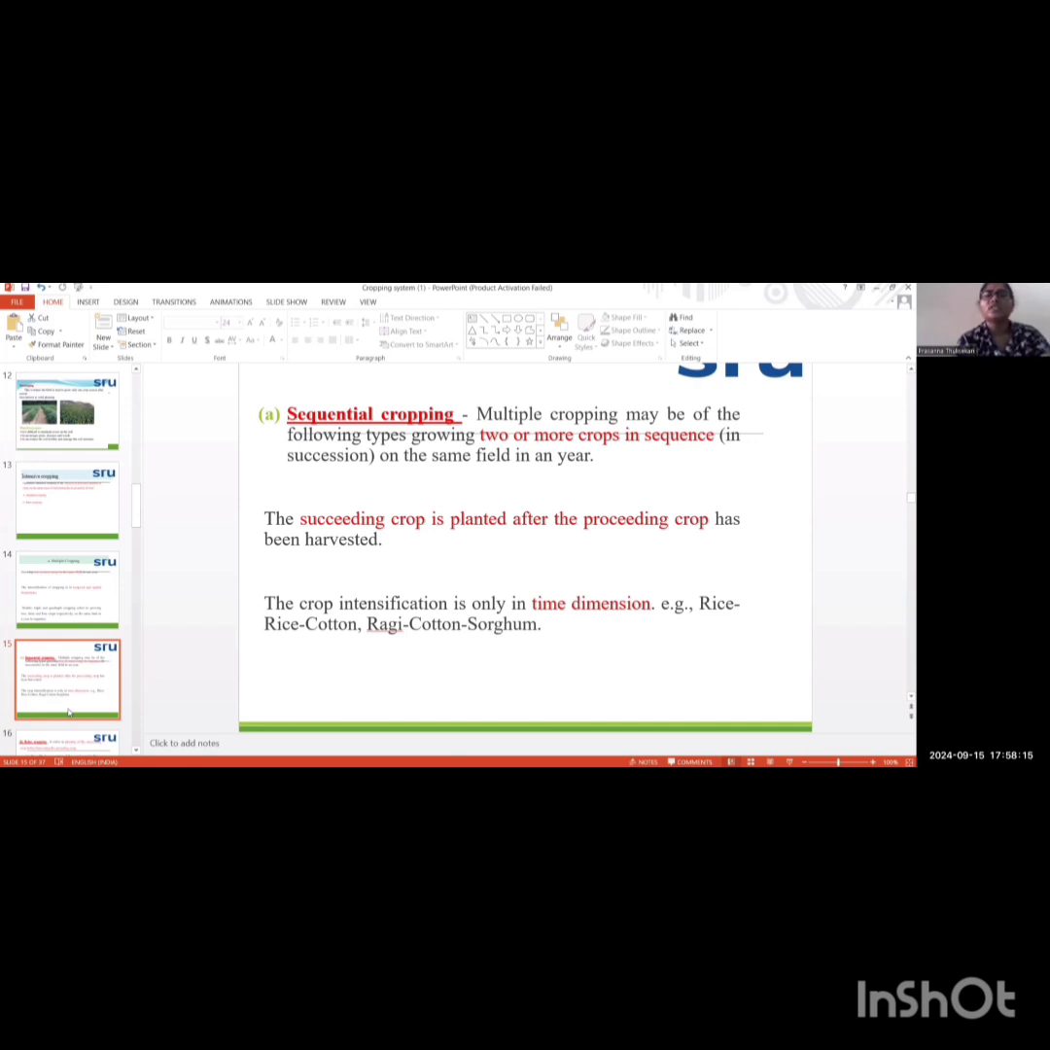And crop intensification is only in the time dimension. So in sequential cropping, time is the only dimension; it is not in the space. Examples are rice cotton, ragi cotton, sorghum.